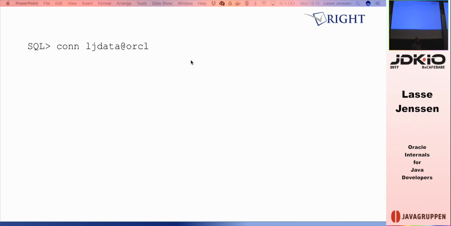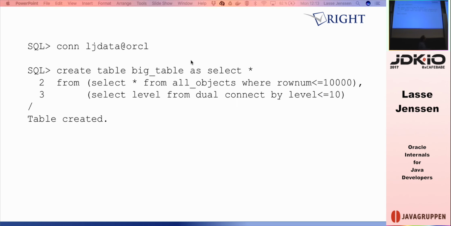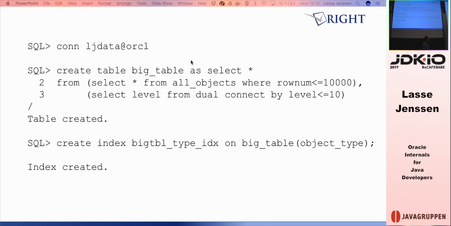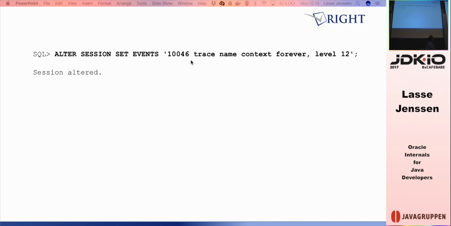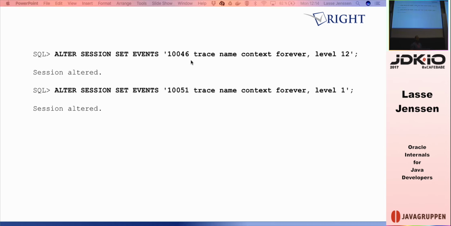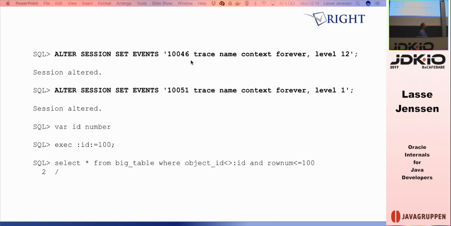So I'm going to connect to the database as LG data. I'm going to create a table called big table where I just join and create 100,000 rows based on the all objects table, just to have a test table. I create an index on the object type column, and I start 2 traces. I start an Oracle 10046 trace, which gives me what's going on the Oracle side, and I start a 10051 trace that shows me the OPI calls coming from the client.